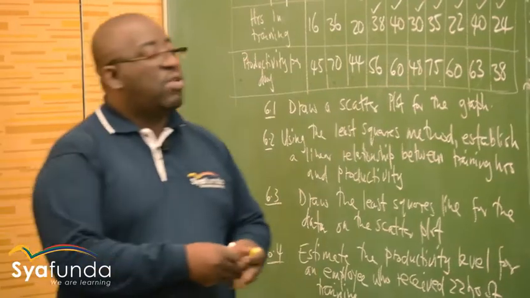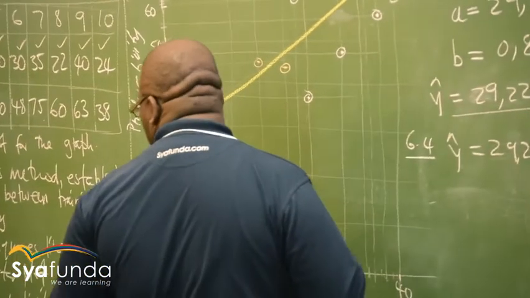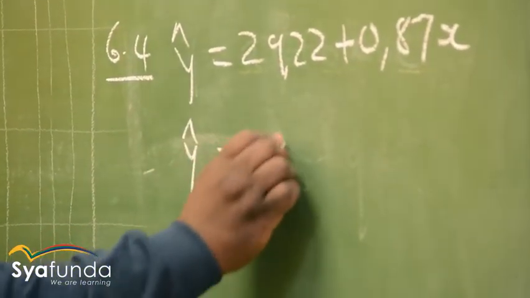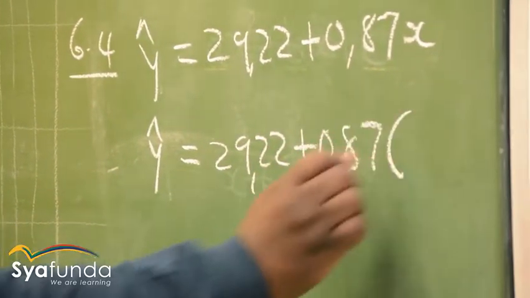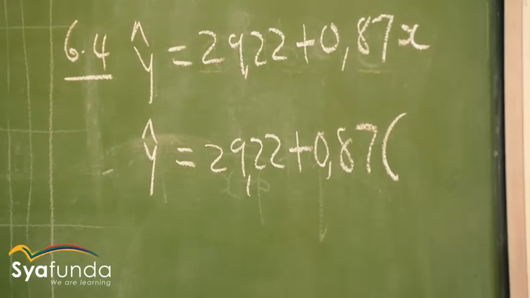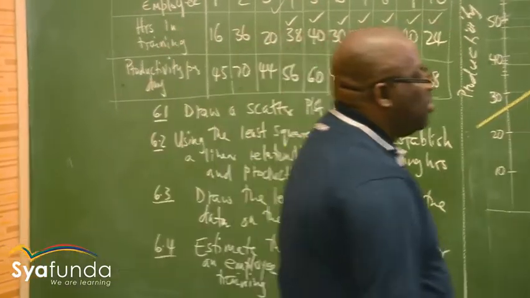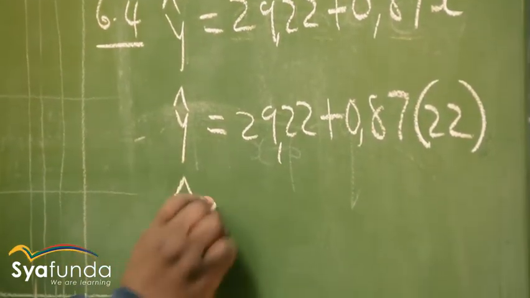So in any equation, when we are looking for this y bar, we do know the hours. The hours is 22. So our y bar, in this particular case, will be 29,22 plus 0,87 times the hours that were given to us. In this particular case, what is the hours that are given to us? It is 22. All that you need to do is write the solution.